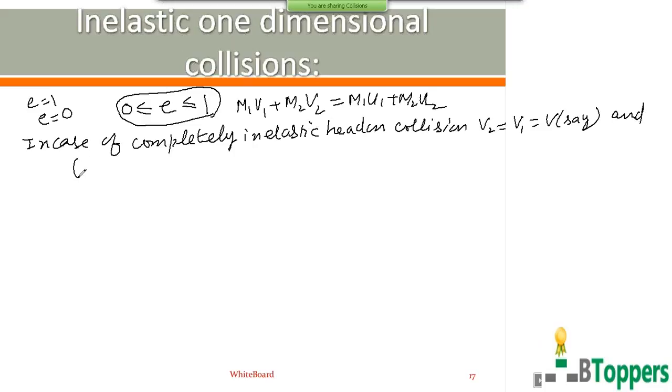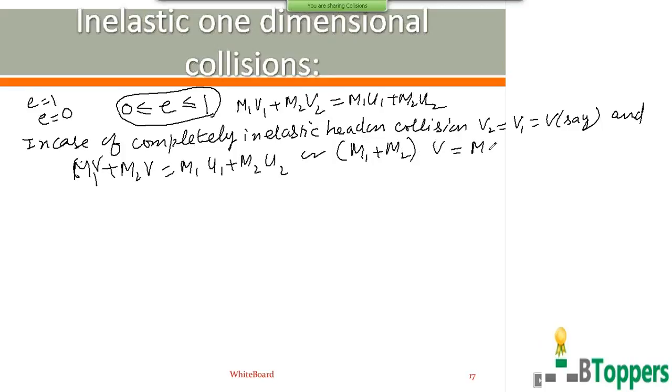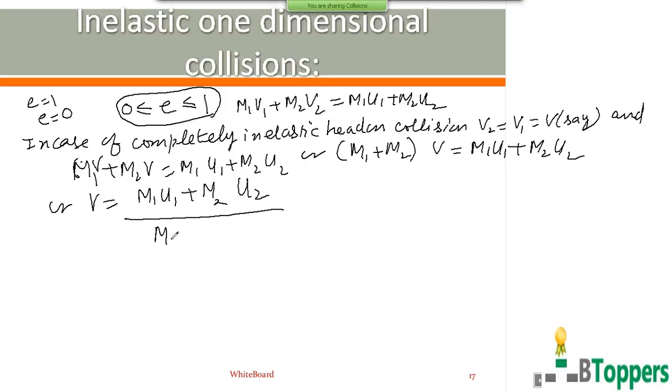And you can write m1 v plus m2 v equal to m1 u1 plus m2 u2, or m1 plus m2 into v equal to m1 u1 plus m2 u2. So the common velocity v of the two colliding bodies after the collision is given by m1 u1 plus m2 u2 by m1 plus m2.